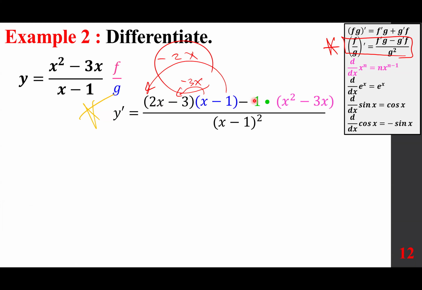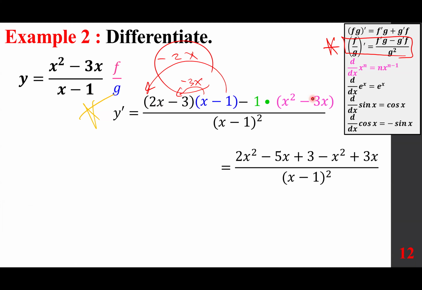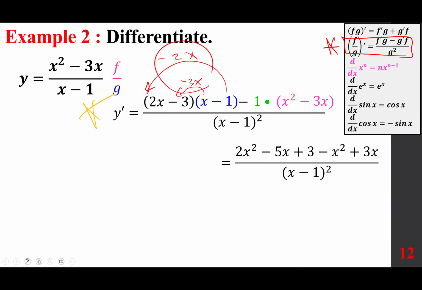This one just changes the sign. Minus x squared plus 3x. So the denominator remains unchanged, and you always keep it as a factored form. And the numerator, 2x squared and negative x squared, they add up to x squared, minus 5x and 3x, they add up to negative 2x, and positive 3 remains.